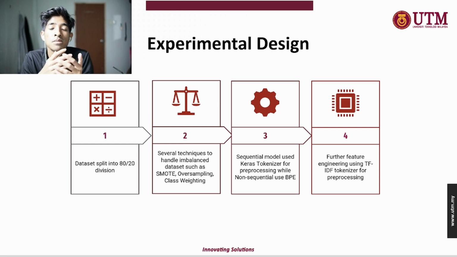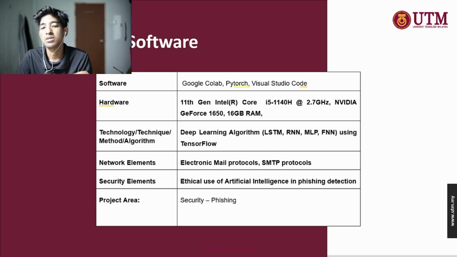Then the third process is sequential mode using the Keras tokenizer. Again, like I said, I want to use the Keras tokenizer for sequential, and for non-sequential, use BPE, because we can't use the Keras tokenizer for non-sequential. And lastly, we have feature engineering, where we use TF-IDF for pre-processing. This is the hardware and software that we will use for this research.